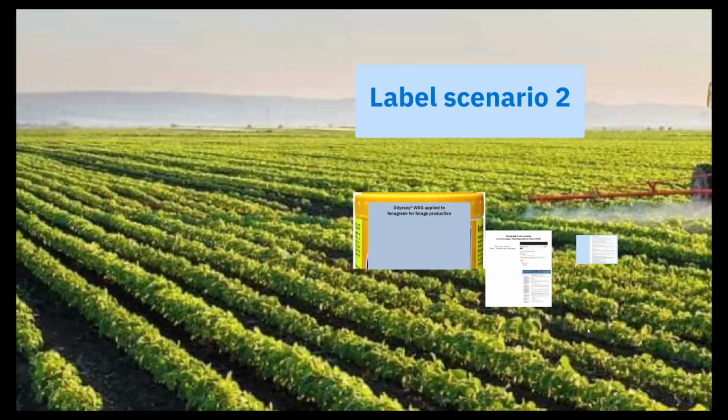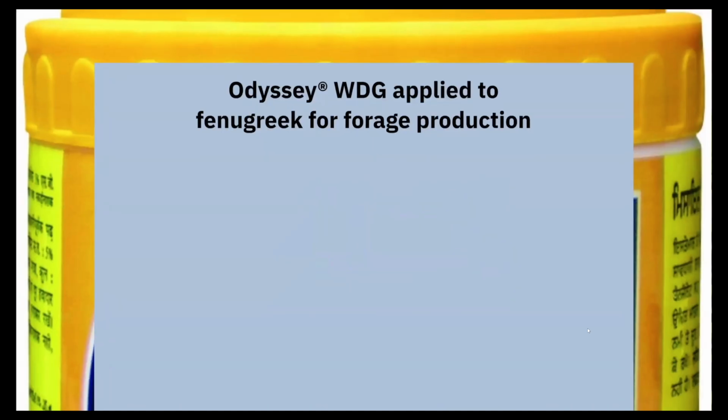The next label scenario, and we've run into this when we're looking at the minor use program, and I spend a lot of time with minor use crops. We end up with a lot of questions about labels when we start trying to add a new crop to a label, even if we're using the same use pattern that is already on the label. So here we had Odyssey WDG applied to fenugreek for forage production. This is just a scenario that we were looking into. And then we said, well, can the fenugreek be fed to livestock?